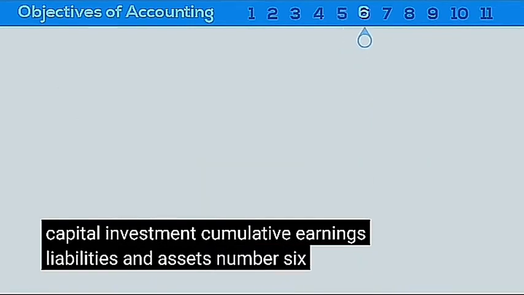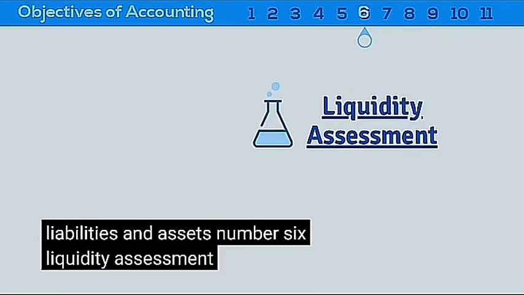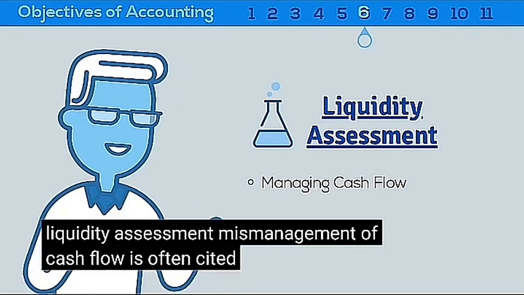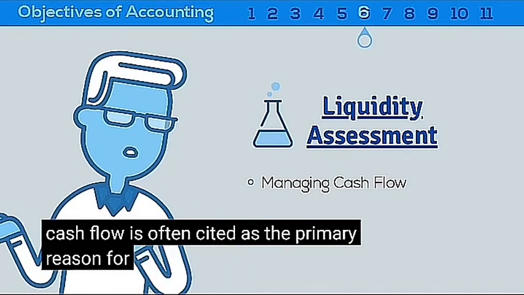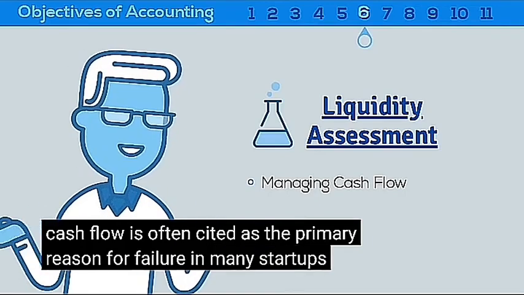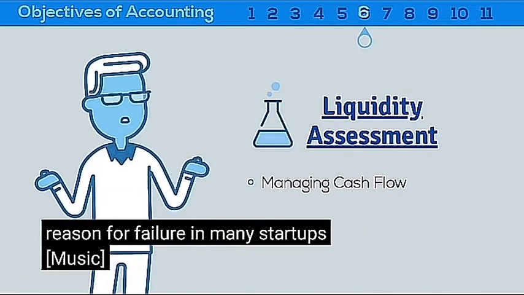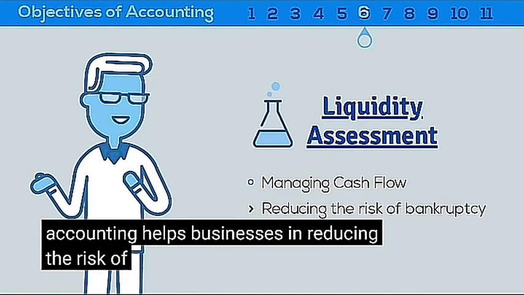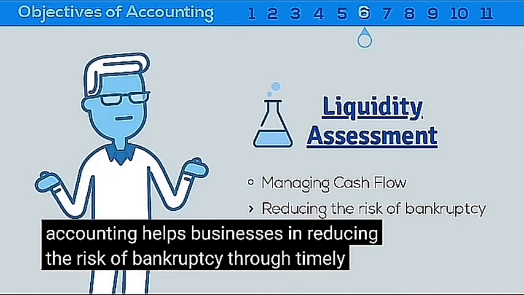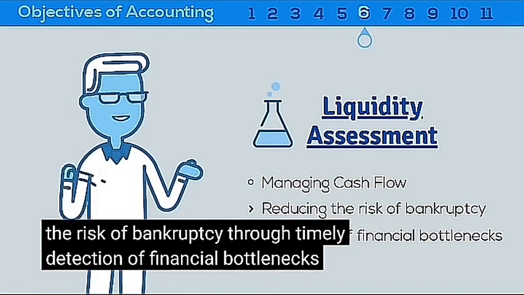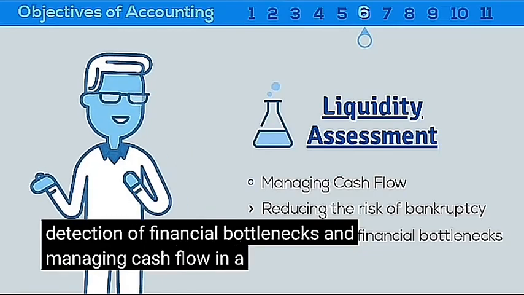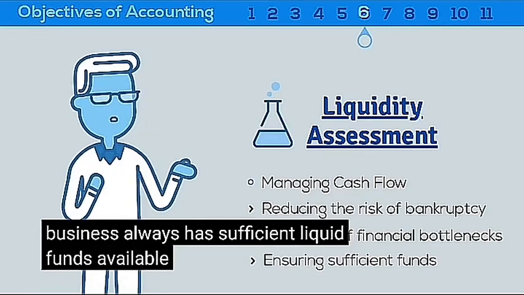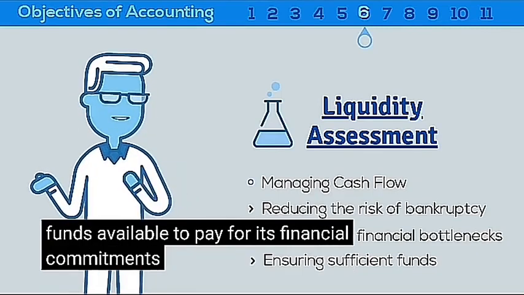Next one is liquidity assessment. Number 6, liquidity assessment. Mismanagement of cash flow is often cited as the primary reason for failure in many startups. Accounting helps businesses in reducing the risk of bankruptcy through timely detection of financial bottlenecks and managing cash flow in a way that the business always has sufficient liquid funds available to pay for its financial commitments.